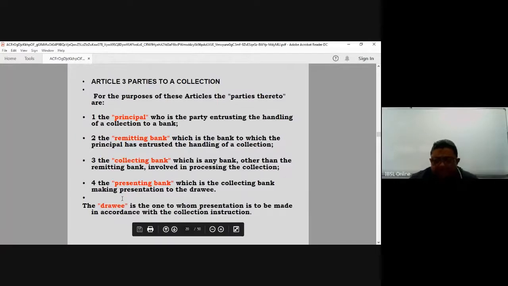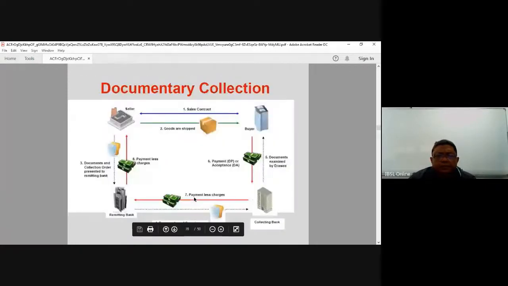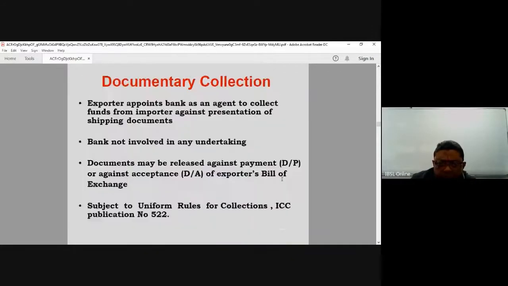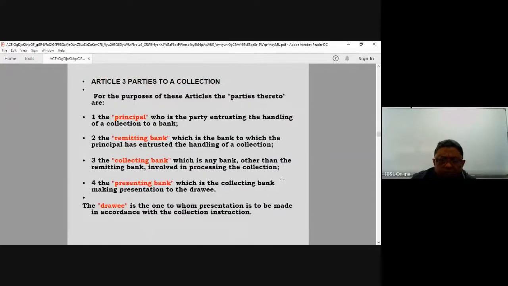Drawee: in a bill of exchange, the drawee is the person who has to pay. In this case, the person who has to pay is the importer, so he is known as the drawee. This is just for you to understand who the parties to a collection are. Going back to this, he is the drawee. He is the principal, and there is the remitting bank and the collecting bank. Normally the presenting bank is the collecting bank. This is how it's done. It's clear, okay?